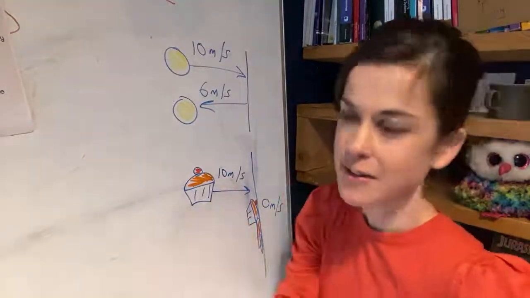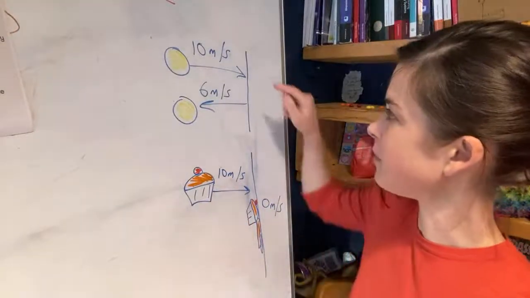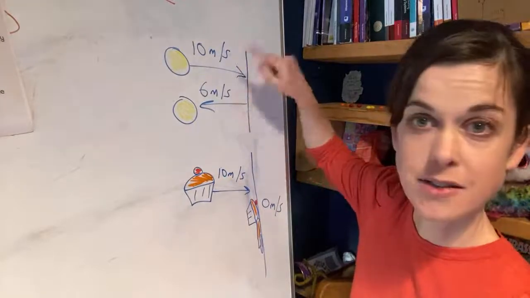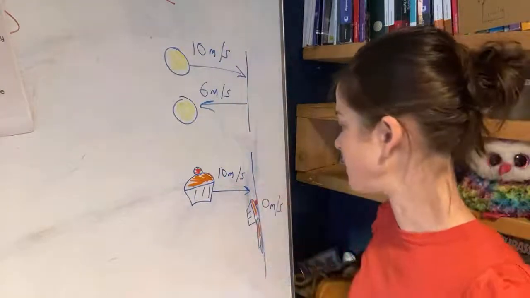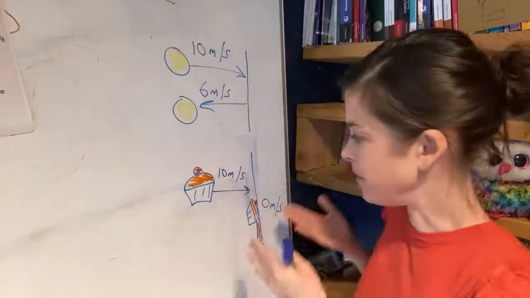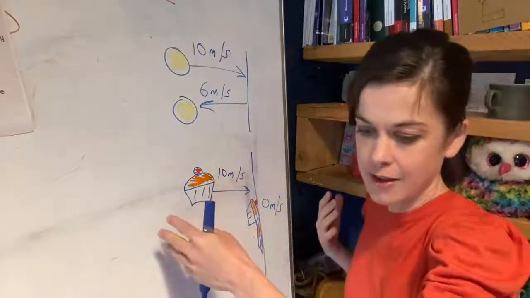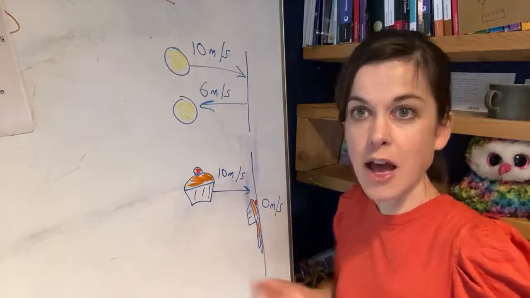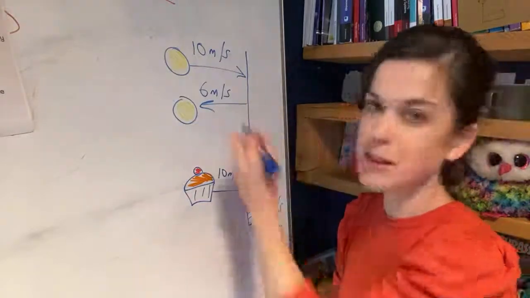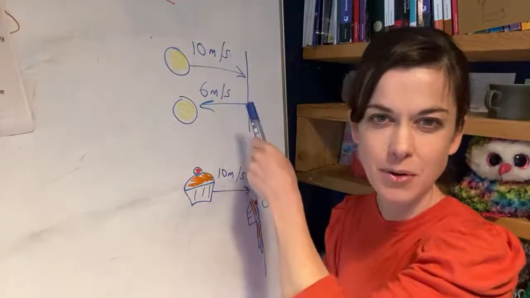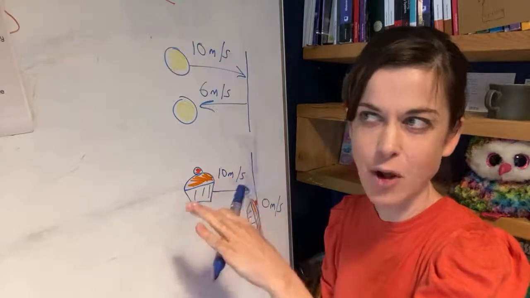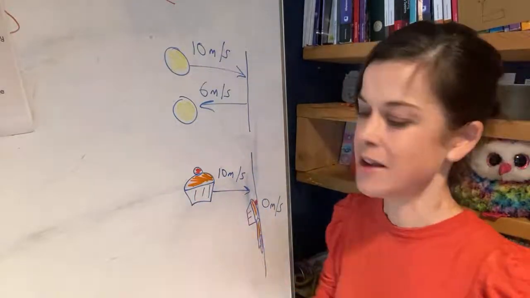What you might think is that you might have worked out, well, the difference between 10 and 6 is 4, and the difference between 10 and 0 is 10. So the cake has had the biggest change in velocity. But that is not true. It's actually the ball. And why it's the ball was hinted at very briefly in a couple of lessons.